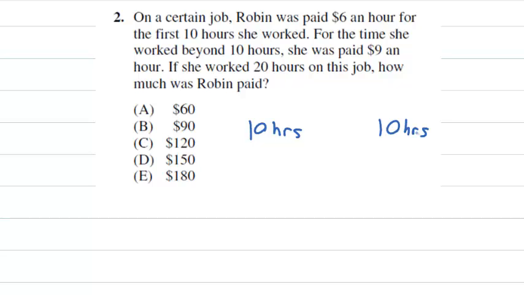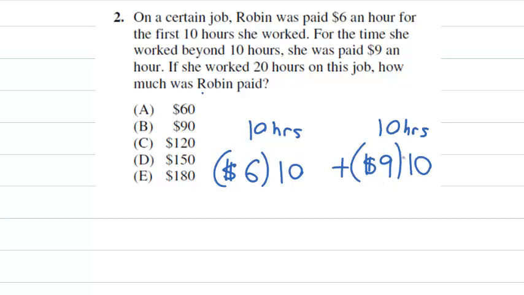So she's paid $6 an hour for the first 10 hours. So that's $6 for each of the 10 hours, so that's 6 times 10. And she's paid $9 an hour for the second 10 hours. So that's 9 times 10. 6 times 10 is 60. 9 times 10 is 90. And altogether she was paid 60 plus 90, which is $150. So the correct answer there would be E.